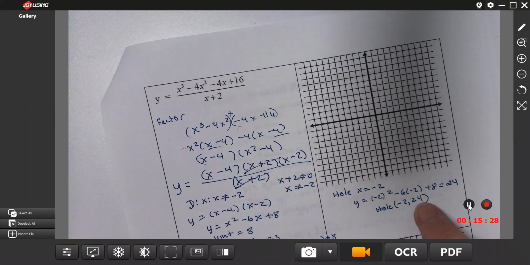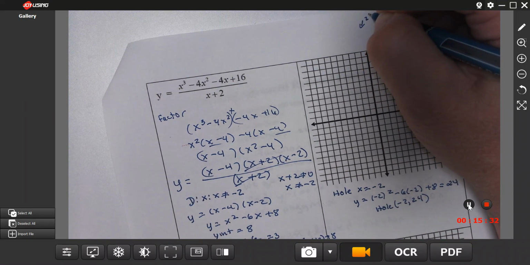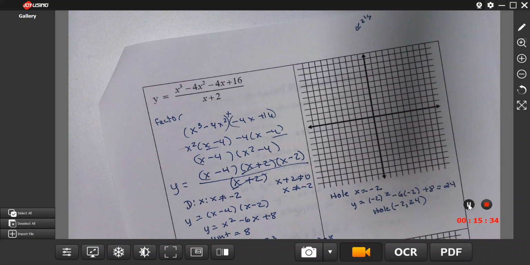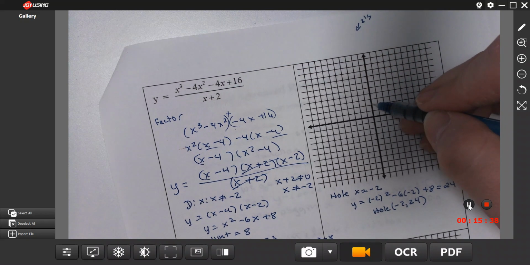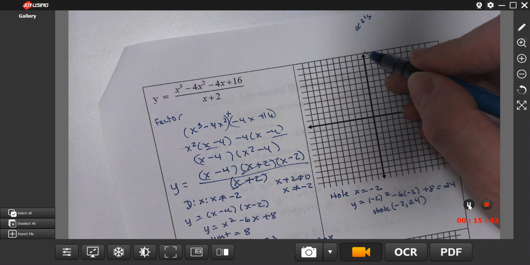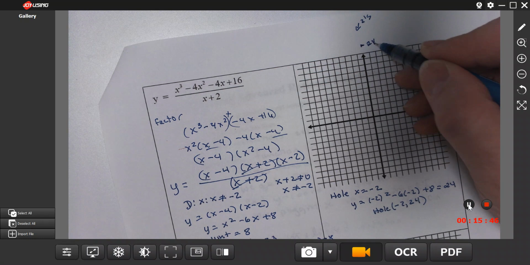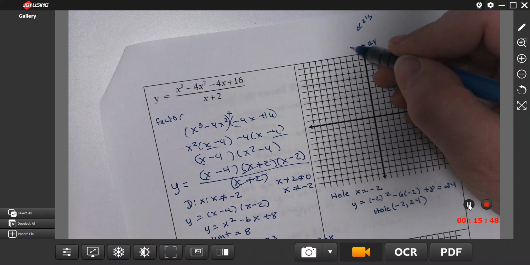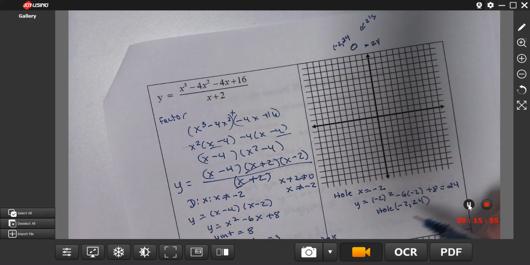So I'm ready to graph. And clearly that's too big to fit. So I'm going to count by 2's on the y-axis. So I'm going to put my hole in there first. So 2, 4, 6, 8, 10, 12, 14, 16, 18, 20, 22, 24. So this is 24. So at negative 2, 24, I get a hole. So that's at negative 2, 24.